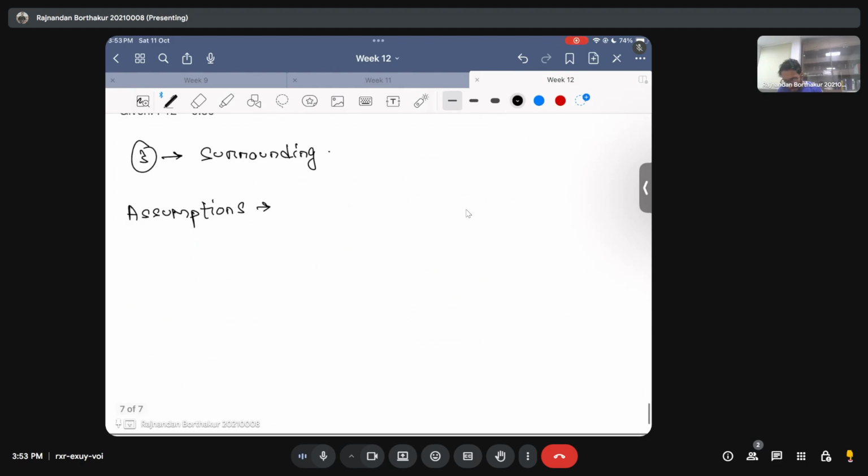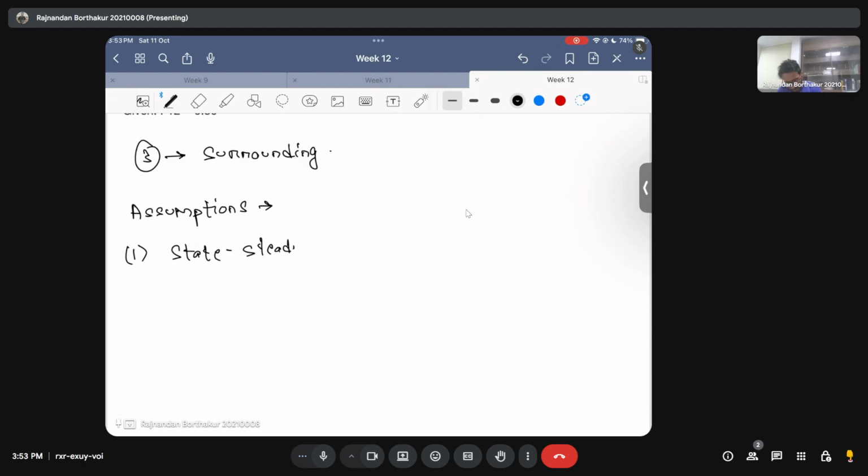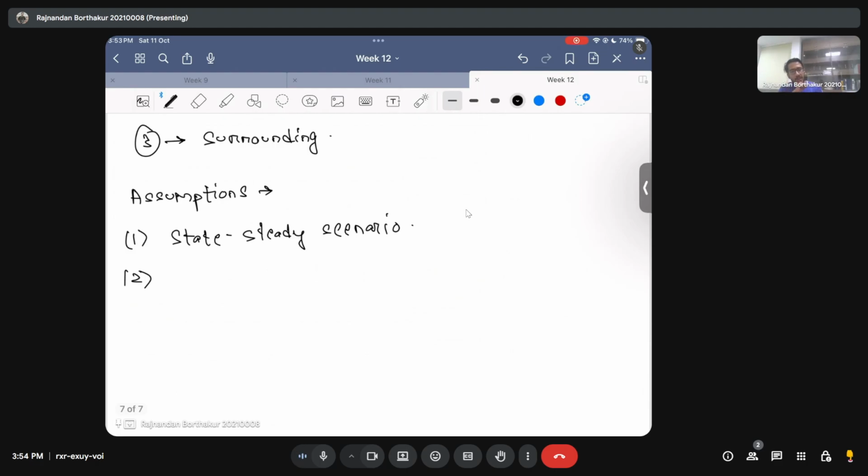First of all, we'll assume that this is a steady state scenario. It's a trivial thing, but let's write it for the sake of completeness. The second thing is that the only way in which heat is transferred from the heater to the absorber and vice versa, and also with the surrounding, is by radiation, which means that there is no convection taking place. So, no convection effects.